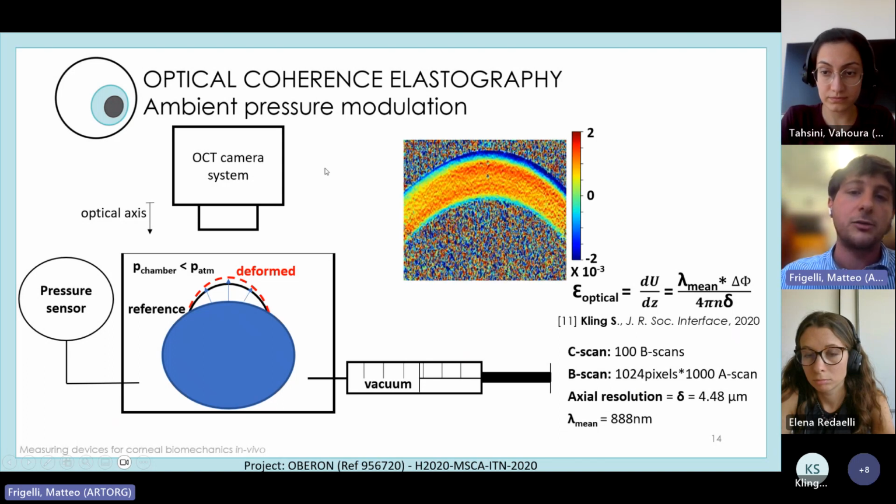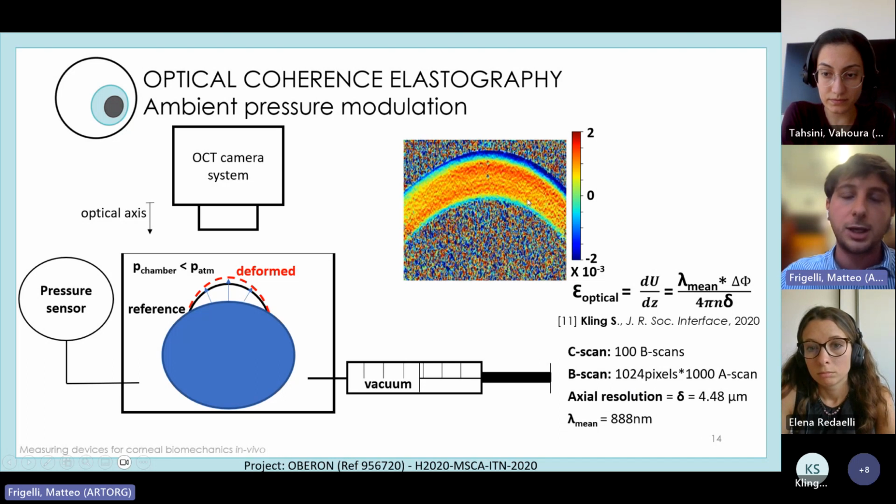And what we get for each B-scan, what I didn't mention before, this is a tomography, so it's a stack of 2D images that gives us the volumetric image of this tissue. For each 2D image, we will have something like this, a strain map where we can really nicely see the different color, the different strain behavior of the cornea through its thickness.